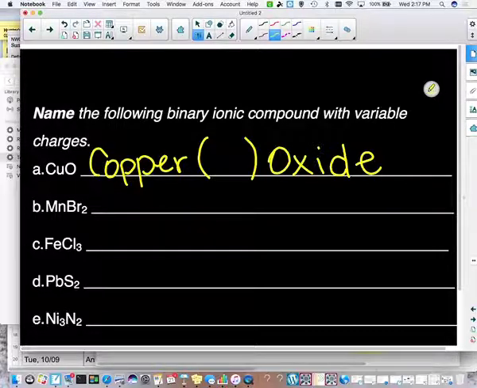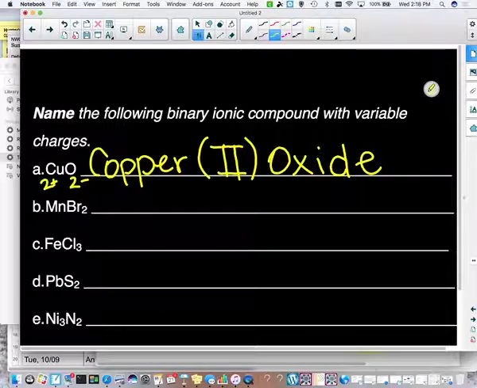All right, so the Roman numeral part. The Roman numeral tells the charge. Well, what is the charge on oxygen? Try again. -2. Oxygen is found in 6A, has a charge of -2. So since oxygen's charge is -2, copper's has to be, to balance it out, what? +2. If oxygen is -2, copper has to be +2 because they both have to be neutral. So we have the Roman numeral II in parentheses.